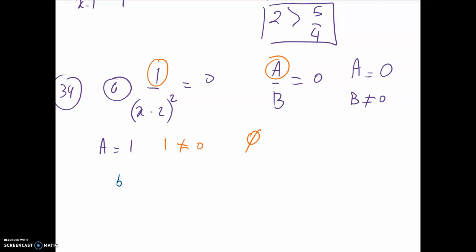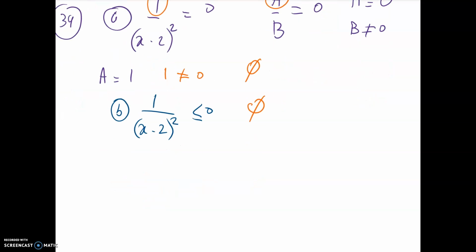Now let's take a look at B, which is 1 over (x minus 2) squared less than or equal to 0. But again, it's going to be no solution. And why? Because (x minus 2) squared is something that is positive, okay? It is positive. So 1 over (x minus 2) squared will be positive. Therefore, there is no way you can find a solution when you are dealing with something less than 0.